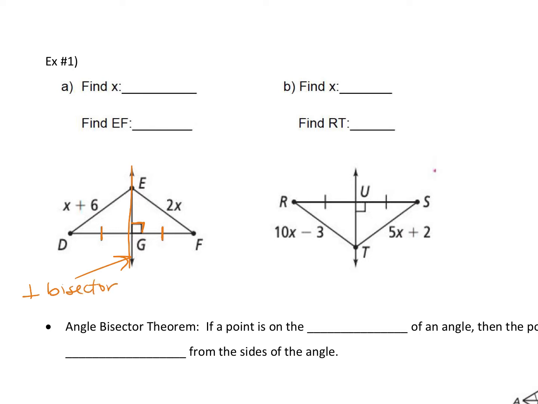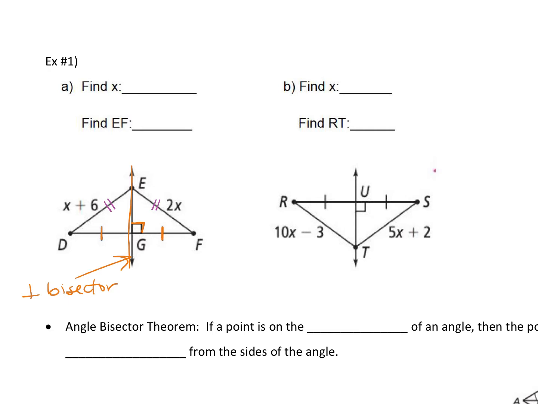Okay, and we said if you have a perpendicular bisector, any point on that is the same distance to your endpoints. What are my endpoints right now? Which 2 points would they have to be the same distance to? D and F. Okay, so because of all the orange markings, I know this must be congruent to that. So how do I solve for X?